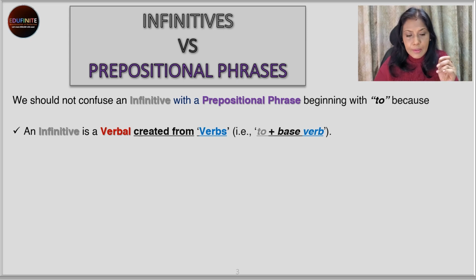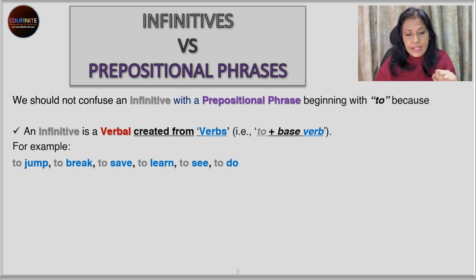And we know the examples. To jump, to break, we've already done it. To save, to learn, to see, to do anything. Any verb in its base form should be preceded by the word to. So that's the criteria. So it's very identifiable. You just look into it. See the word beside the to, whether it's a verb. If it's a verb, without thinking anything, that's an infinitive.